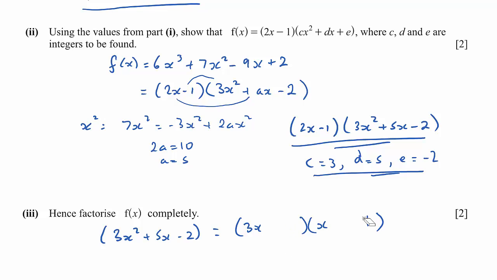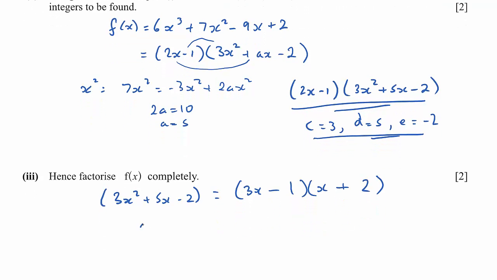Okay, so I think I put them in the wrong place there because I couldn't get that to work. So we want plus 5x. So if I put a plus there, that's going to give me plus 6x, take away 1. Yep, that should do it. So what we have is 2x minus 1, 3x minus 1, x plus 2.